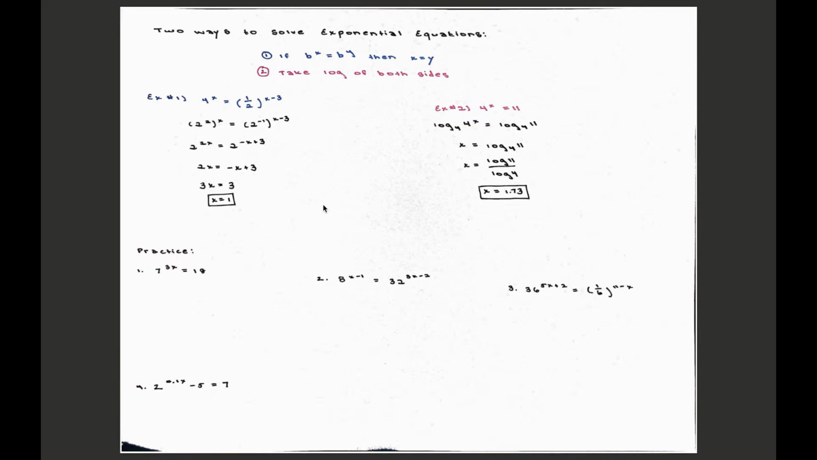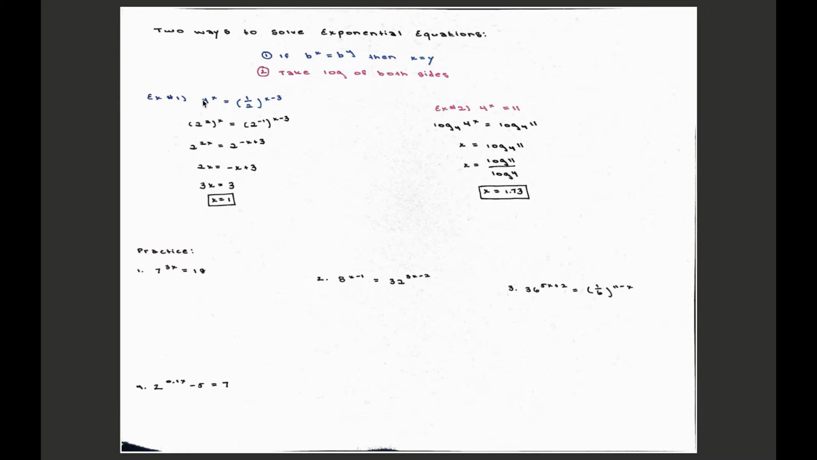All right, so there are 2 ways that you can solve exponential equations, when you have your x as an exponent. The first way is if you're able to manipulate your equation so that your bases are the same. If you're able to make the bases the same, then you can recognize the fact that if b to the x equals b to the y, then x equals y. Or you could take the log of both sides. So let me show you an example of both of them.